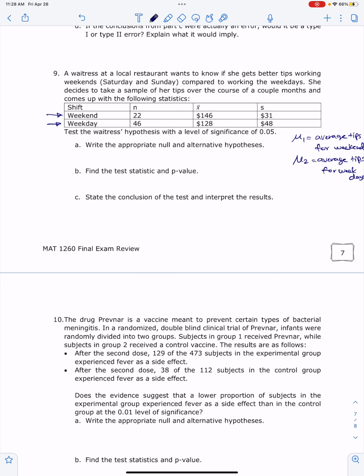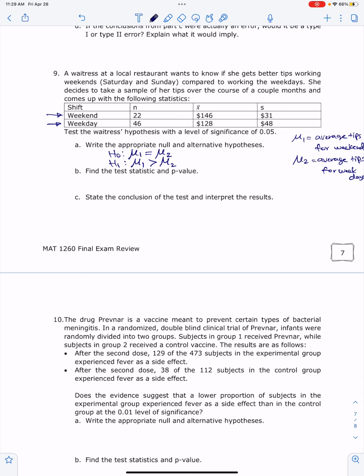Now we're going to write the null and alternative hypothesis. The null hypothesis is a statement of no change, so the average tips from weekend is the same as the average tips from weekdays. The alternative hypothesis, the waitress's hypothesis, is the average tips from the weekend is greater than the average tips from the weekdays. Now we're going to test the hypothesis.